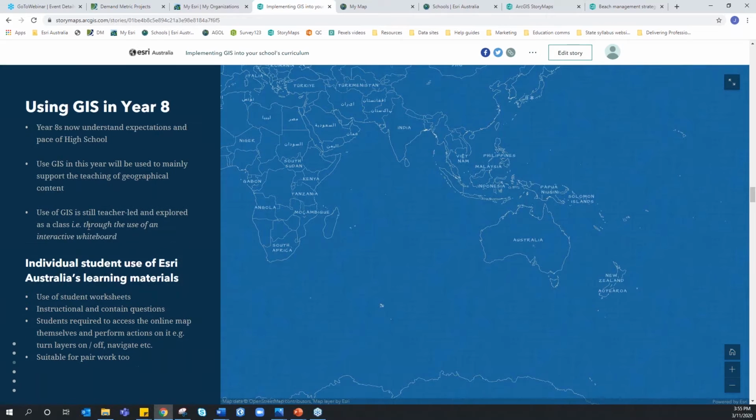So again, my advice would be to be using some of the learning materials that we've created, maybe some of the maps and story maps you might begin to create to supplement your unit, and use that as a way of exposing them to GIS in the classroom.